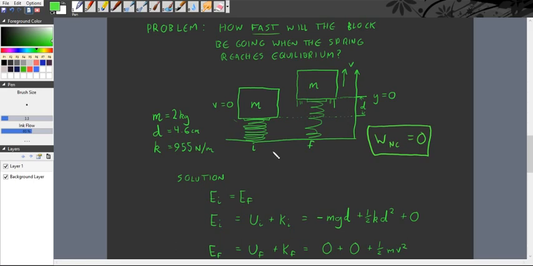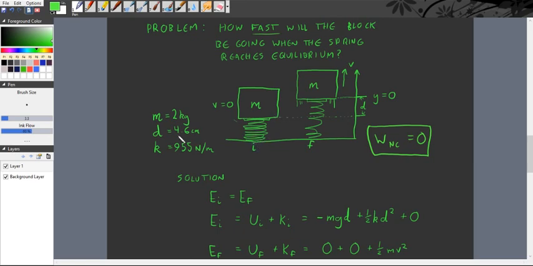Okay, well, what's the system here? The system is going to consist of 3 things. This block, the Earth itself that's attracting the block, and this spring here. So the Earth and the block system can store gravitational potential energy, and the spring itself can store spring potential energy.